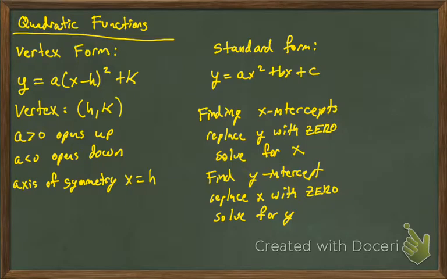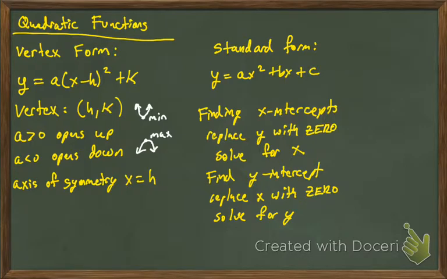If your a is greater than 0, you're going to open up, and if you open up you're going to have a minimum at the vertex. If your a is less than 0, then your parabola is going to open down and your parabola is going to have a maximum. The symmetry for a parabola is going to be the x coordinate of the vertex, so it'll be a vertical line, x equals the x coordinate of the vertex, or x equals h.